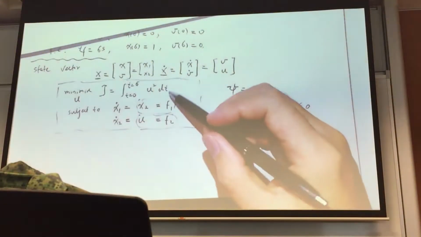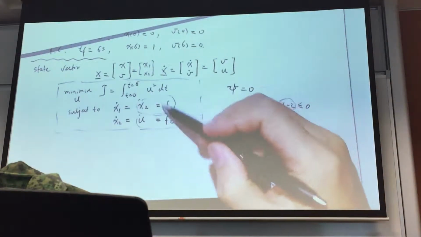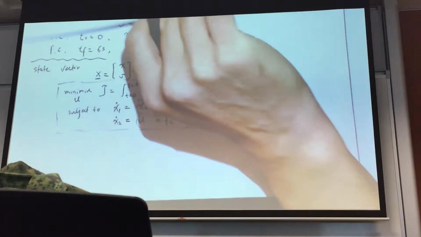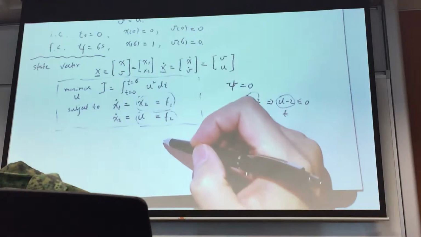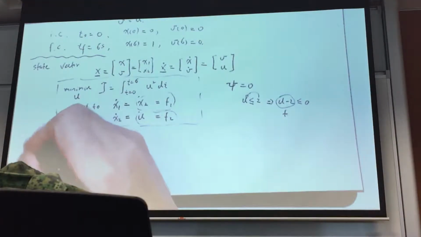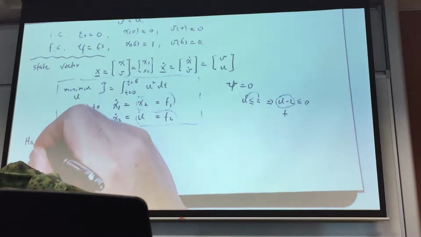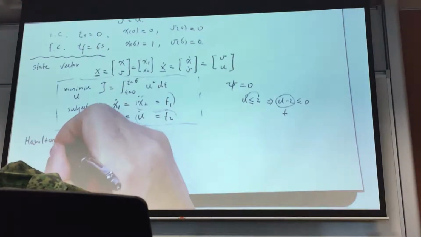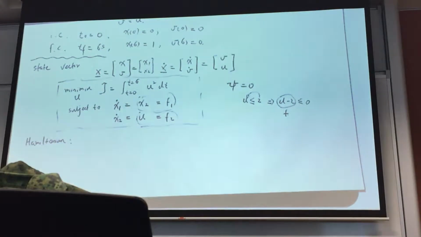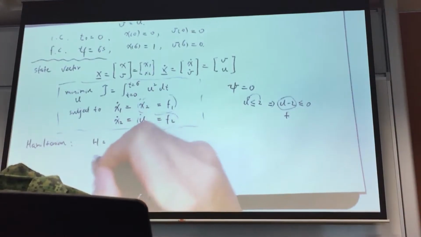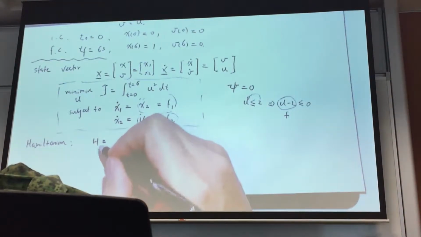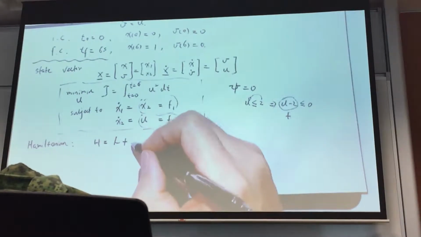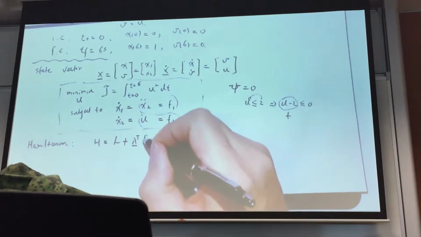So now the problem has been properly formulated. Then the next steps will be standard. Firstly, we construct the Hamiltonian H. The standard equation is H equals L plus lambda transpose f.